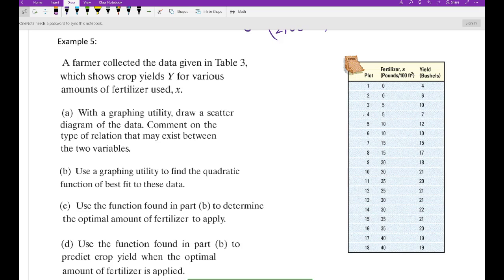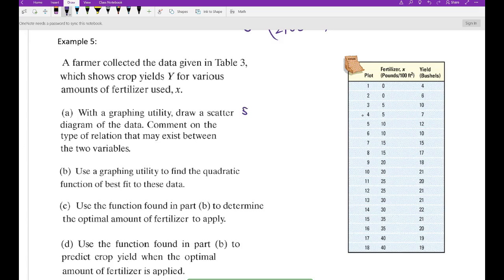So here we go. A farmer collected data given in table 3, which shows crop yields, which is Y, for various amounts of fertilizer used, which is X. With a graphing utility, draw a scatter diagram of the data. Do we know how? Yes. All right. Tell me what to press.